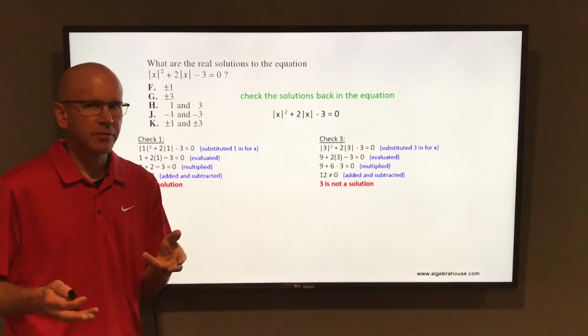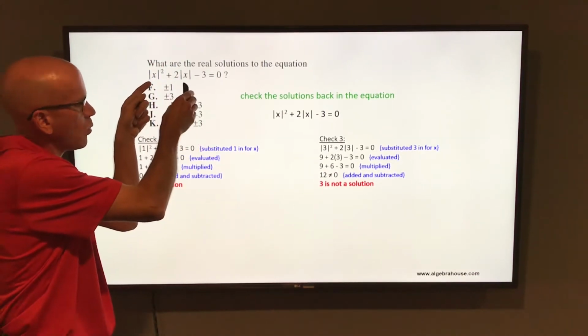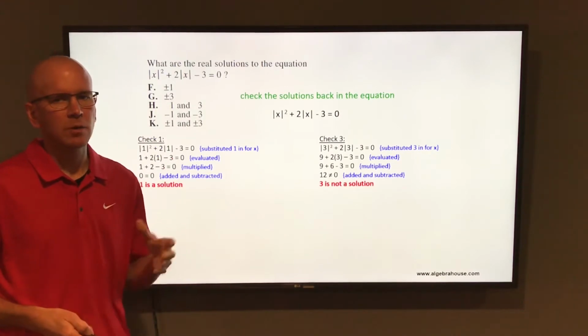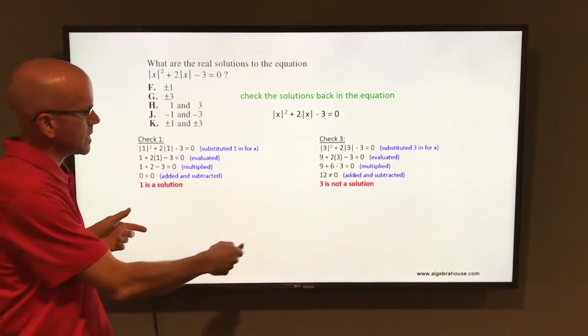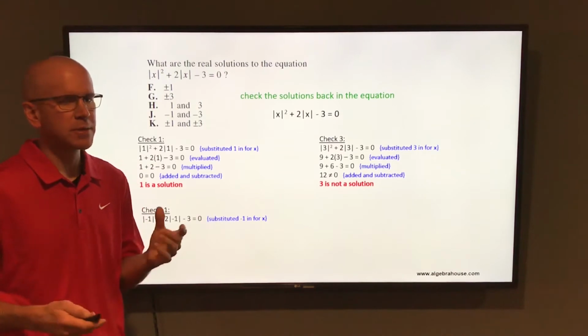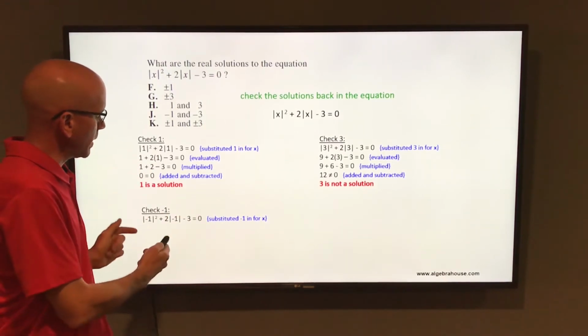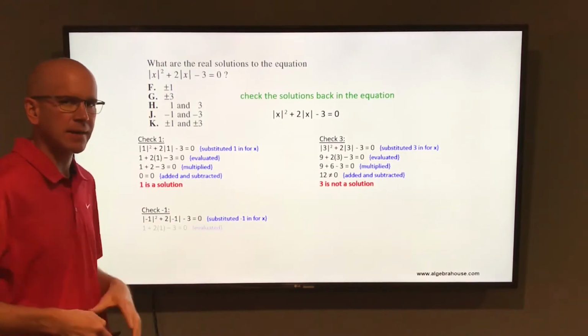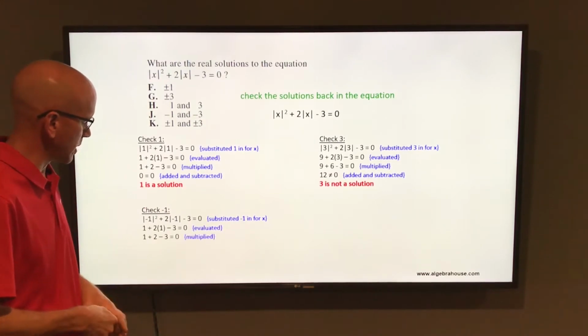Now think about this. If you're dealing with absolute value, whether you put 1 in or negative 1 in, it's going to be the same result. So this next step that I do here, you can really skip. You know it's going to be 1 and negative 1. You know that if 1's a solution, negative 1 will be a solution as well. But this is what it looks like if you put negative 1 in.